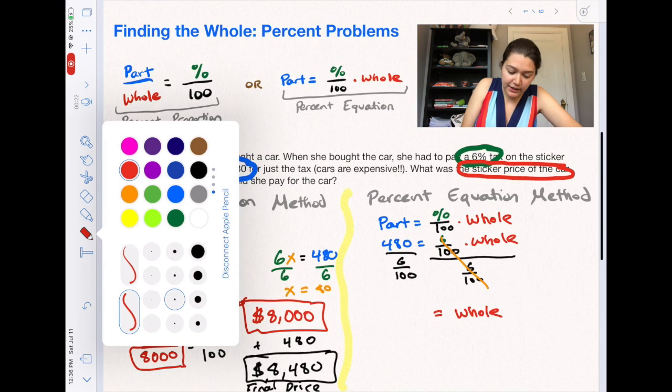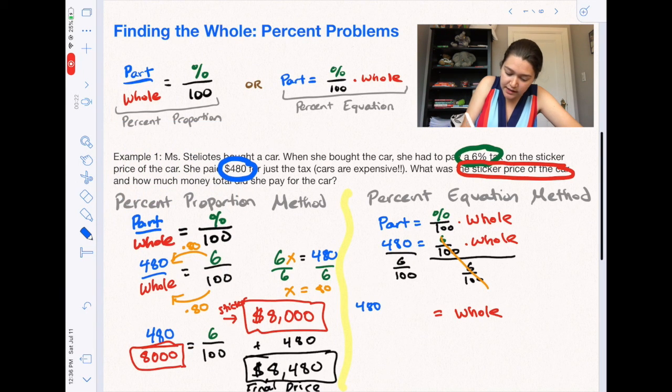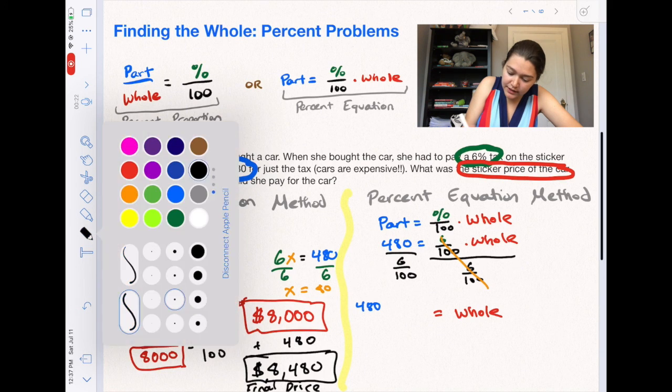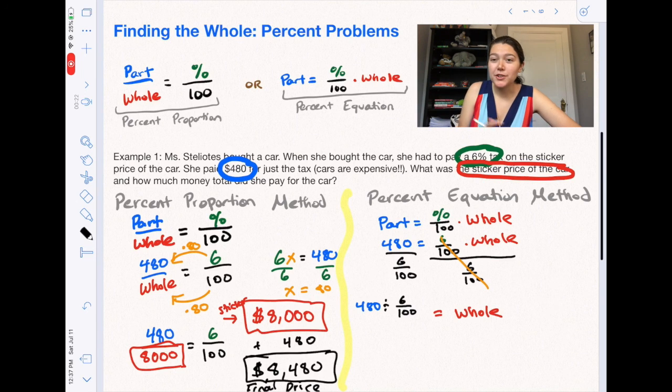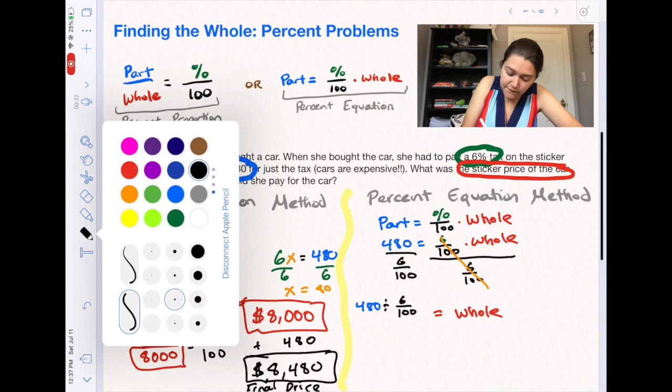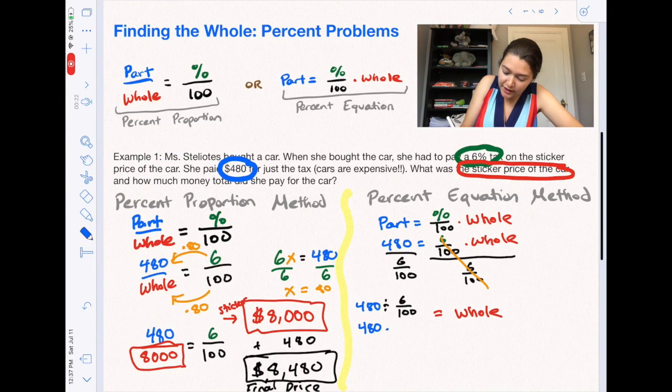On the left-hand side, I need to do 480, and then I'm dividing by 6/100. Remember that dividing by a number is the same thing as multiplying by that number's reciprocal, or that when we flip the numerator and the denominator. So this is equal to 480 times 100 divided by 6, or 100/6, because that is the reciprocal of 6/100. And then at that point, I'm going to try to do this multiplication, multiply straight across.